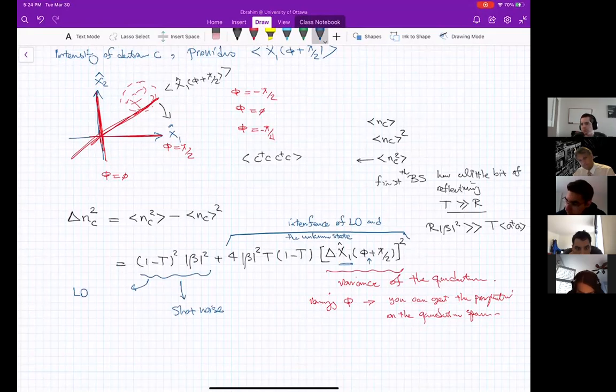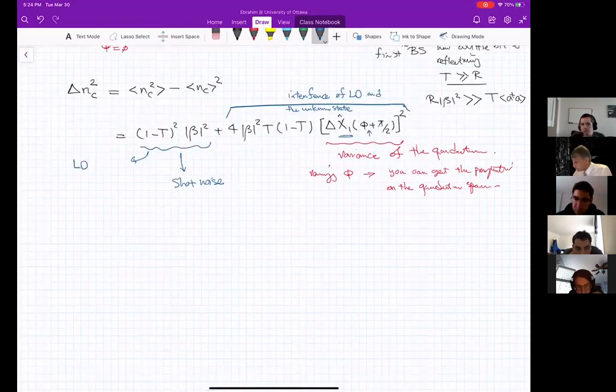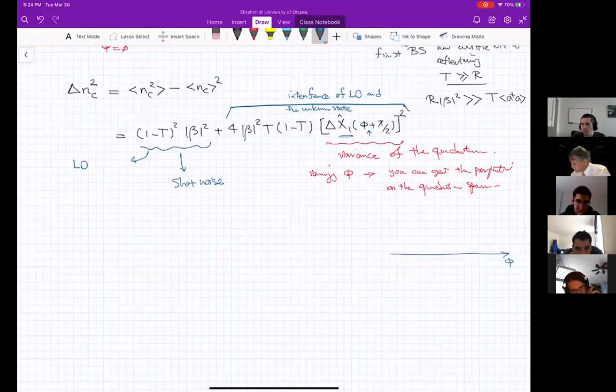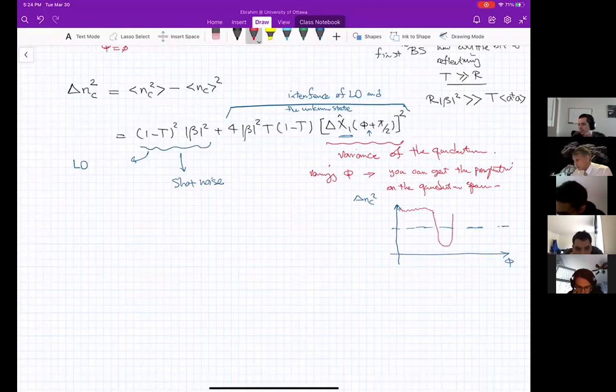Okay? In the experiment, what you do essentially is you have a phase that you change with the trombone. Then you look at the variation of delta n c squared. Okay? And you do have a shot noise, as I just mentioned. Then you will get a variation of the signals. And suddenly the signal, the variation of delta n c squared, goes below the shot noise and then goes up. This is what you get from this expression.